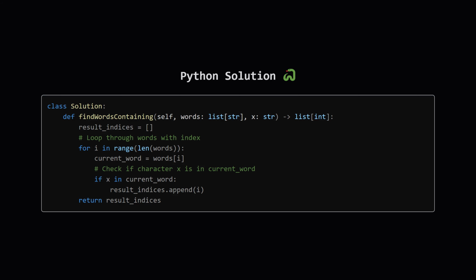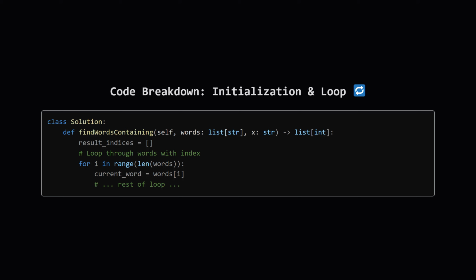Alright, here's how we can write this logic in Python. It might look like a little block of code, but don't worry, we'll break it down step by step so every part is clear. First things first, we need a place to store our answers. So we create an empty list. Let's call this list result indices. This is where we'll collect the indices of all the words that contain our target character.